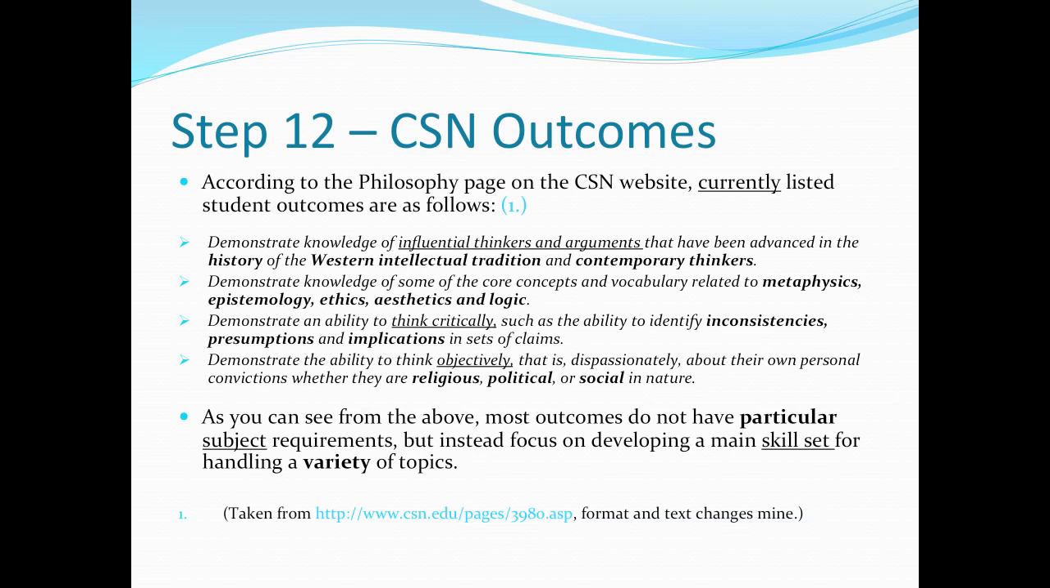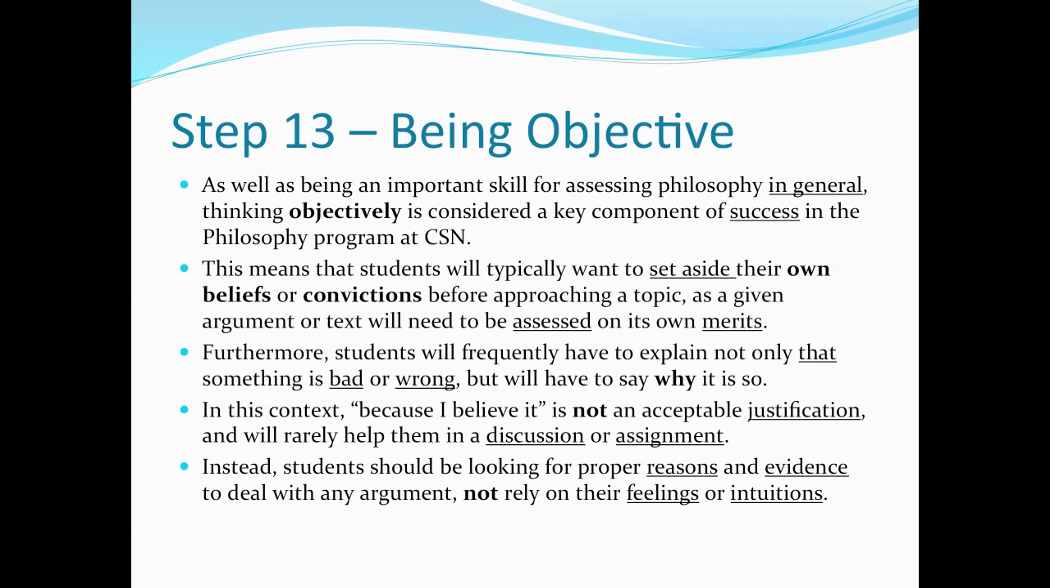As you can see from the above, most outcomes do not have particular subject requirements, but instead focus on developing a main skill set for handling a variety of topics. Step 13. Being objective. As well as being an important skill for assessing philosophy in general, thinking objectively is considered a key component of success in the philosophy program at CSN.